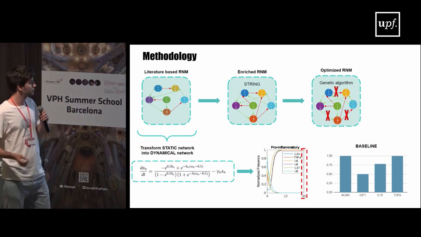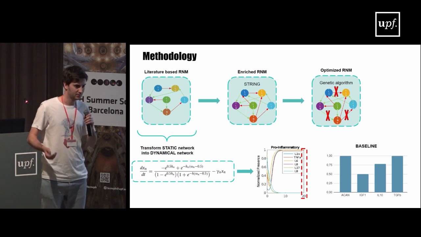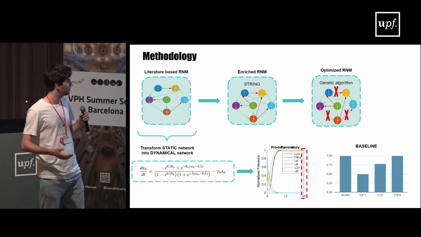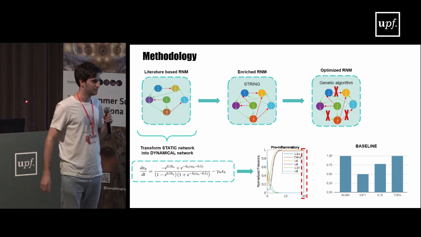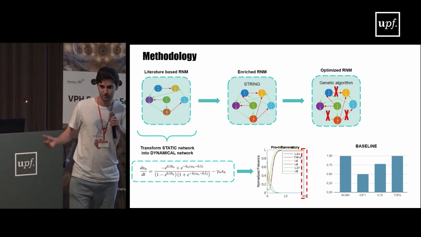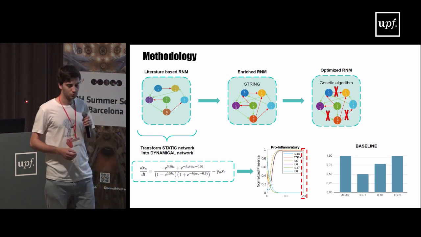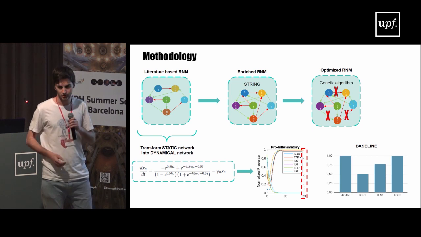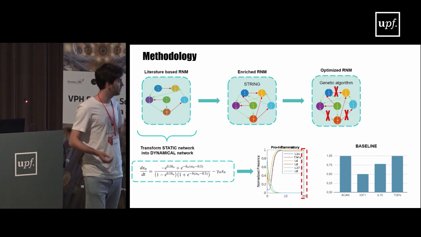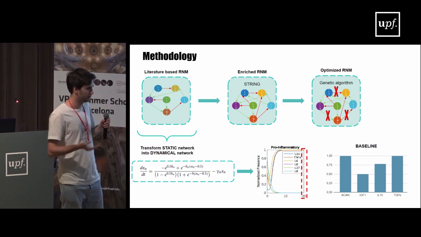But looking at the results of the first literature-based network, we realized that it was highly catabolic. So we tuned this network with the STRING database. We looked in this database for general protein-protein interactions in Homo sapiens, and those interactions needed to have a score of 0.9. As you can see, we enriched our model with more interactions, and we called the new model the enriched model.